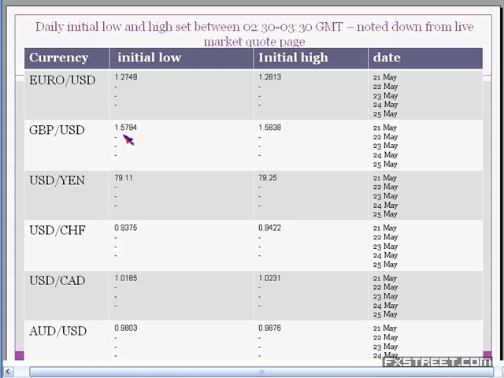GBP formed the low 1.5794, below the psychological level 1.58. Always they try to target the stops which are clustered around the psychological level, like below 1.2750 or below 1.58. So they try to hit the stops. Then go to the level of 1.5838 and they have not breached the high as well and are holding in the middle level.